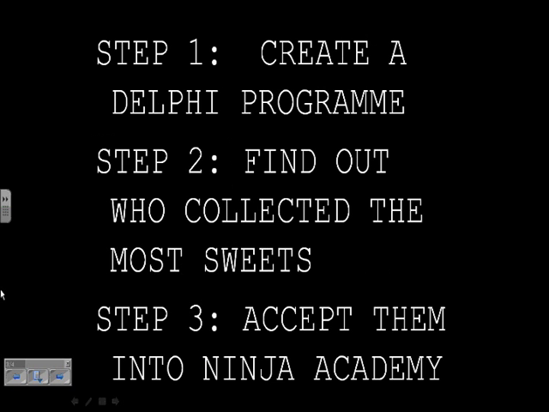Simply, all the potential candidates have collected sweets, and the candidate with the highest amount of sweets collected may enter Ninja Academy, where he or she will be able to learn the art of being a ninja. We now need to create a program where we can input the candidates' identification numbers 1 to 10 and the amount of sweets they collected and output the most sweets collected, and for this we will be using Delphi.